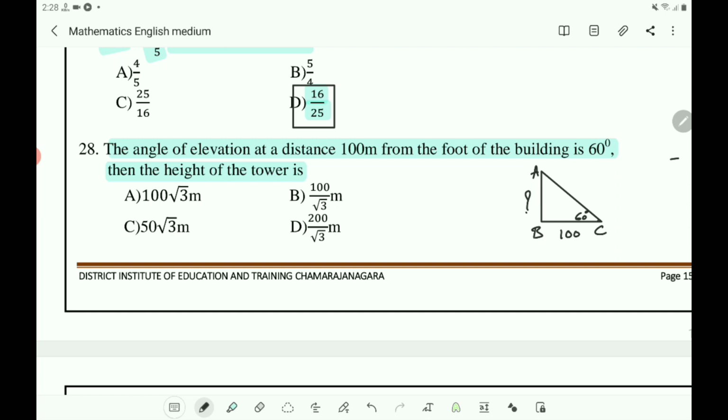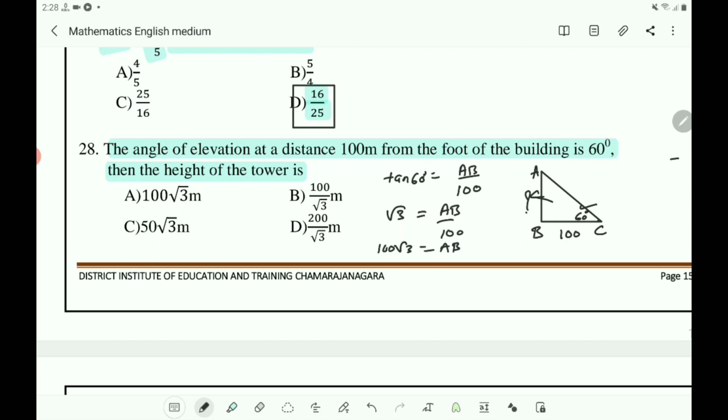So here you know that this AB is opposite to this angle C. So you take opposite side by adjacent side, which is equal to tan theta. That is tan 60 degrees equals opposite side AB by BC. BC is 100. Tan 60 degrees is root 3. So root 3 equals AB by 100. Then you will get 100 root 3 equals AB.